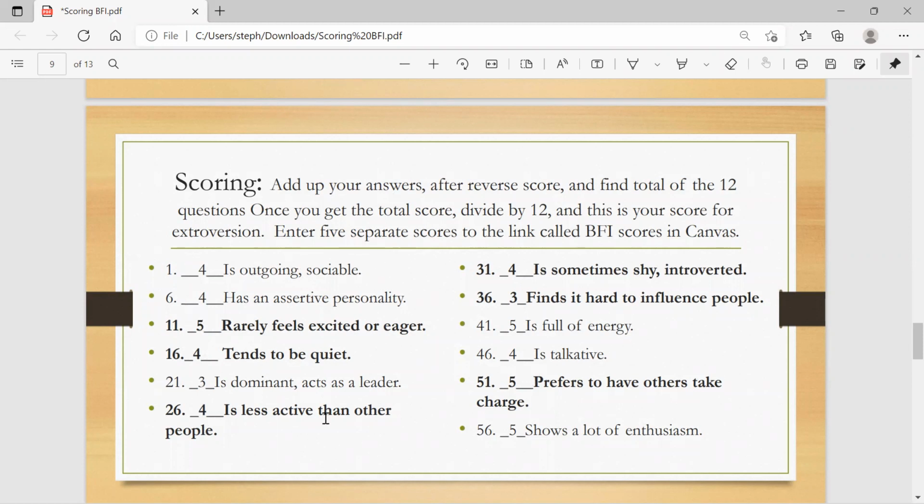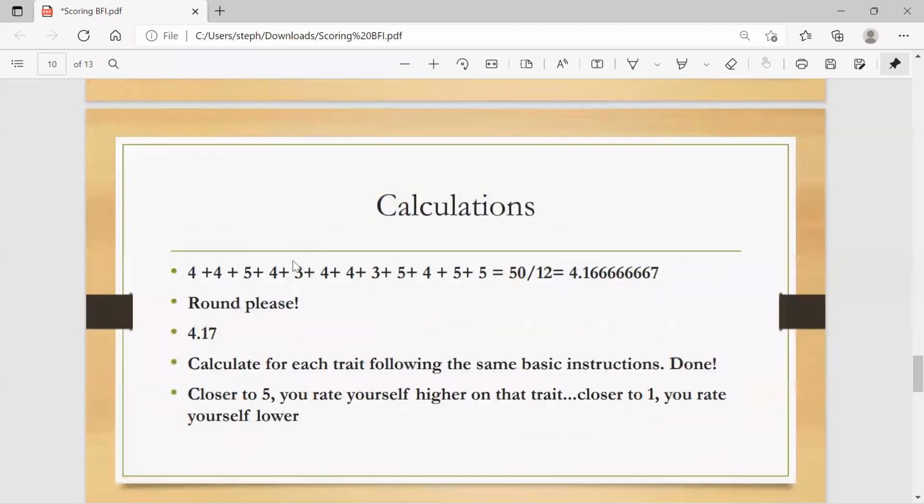But this is where you're going to have to input this in your functions. So remember that these ones that are bolded are reverse coded. I just did this so that you'll be able to notice the difference. But if you wanted to do this as well, just make sure that you remember which ones are reverse coded. So you're going to total up or sum up all of these numbers. So 4 plus 4 plus 5 plus 4 plus 3 plus 4 plus 4 plus 3 plus 5 plus 4 plus 5 plus 5. And then once you have all of those, so this actually adds up to 50.